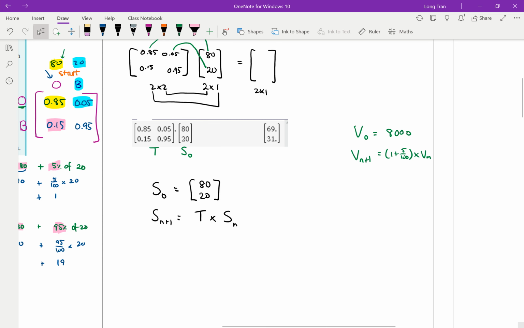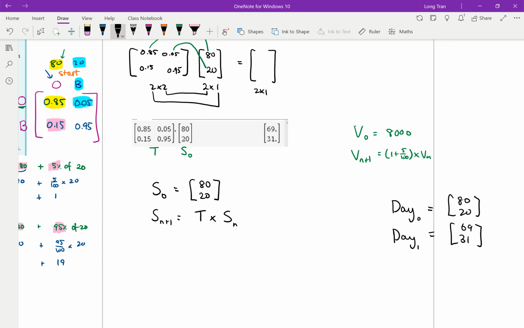We can now work out not only day 1. Remember, day 0 you had 80 operational, 20 broken. Day 1, it was then 69 and 31, after going through the percentages of the chances of being operational or broken. You can work out day 2 in a similar fashion. So day 2, this is how I would have done it.